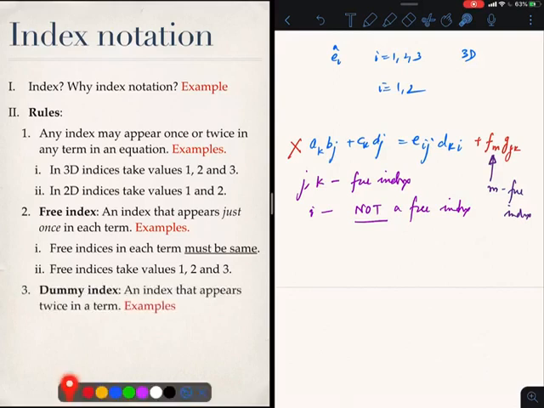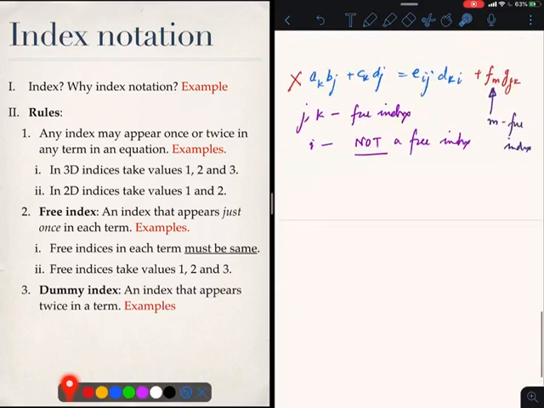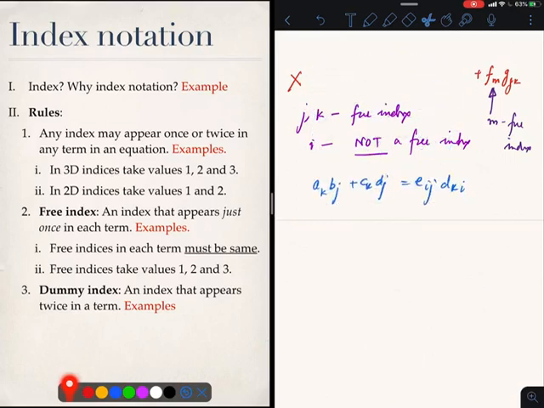Now the next thing is a dummy index. So what's a dummy index? Let's again take this example that we are working with. I will take the right part of this example and bring it over here.